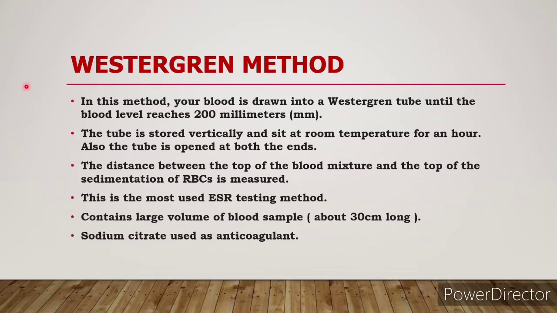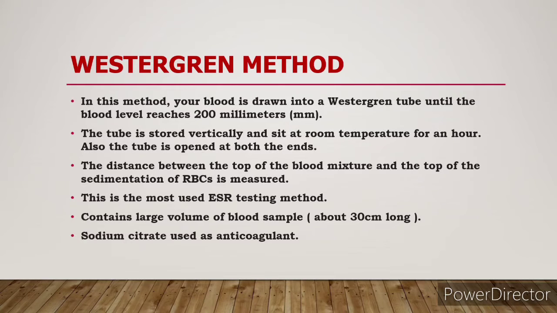Starting with the Westergren method. In this method, your blood is drawn into the Westergren tube until the blood level reaches 200 millimeters. Then the test tube is stored vertically at room temperature for 1 hour. Also, the tube is open at both ends. The distance between the top of the blood mixture and the top of the sedimentation of RBC is measured. This is the most used ESR testing method.